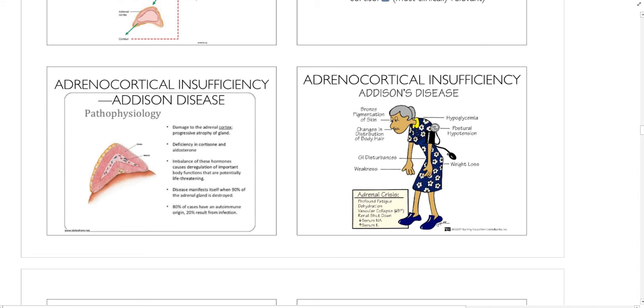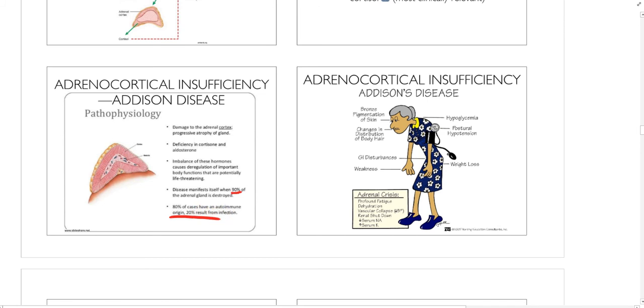And when it comes to the pathophysiology, we have an atrophy of the gland. The disease will manifest itself when 90% of the adrenal gland is destroyed. That one's important to remember, as is this one. 80% of the cases have an autoimmune origin, and 20% of them result from infection.